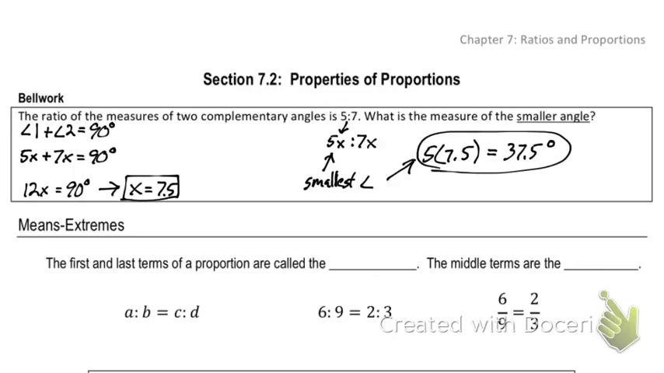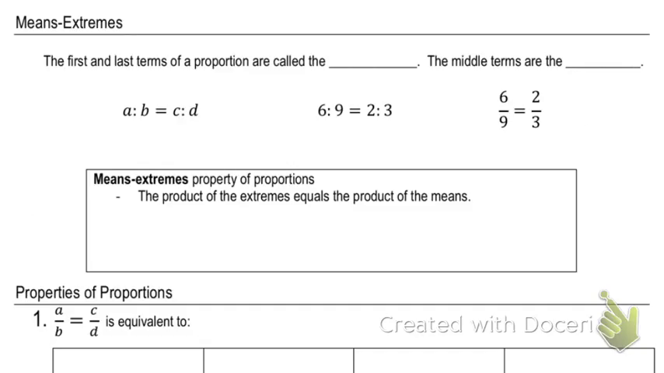All right, so that's 37.5 degrees. All right, I'm going to do the lesson, and then I'll go over questions from the homework, because most of it was algebra review, and it's just whether you remember it or not. So we're going to continue on to today's lesson.